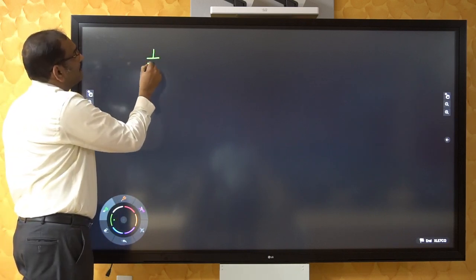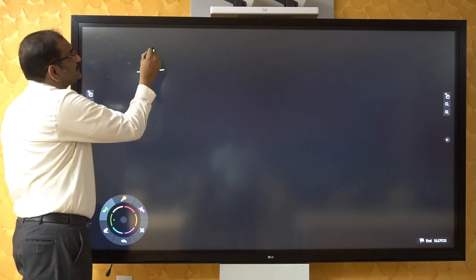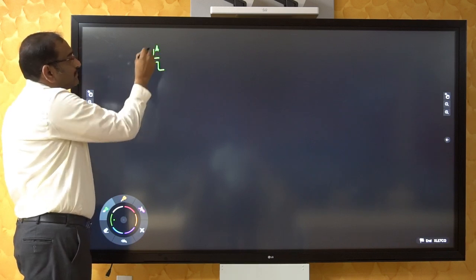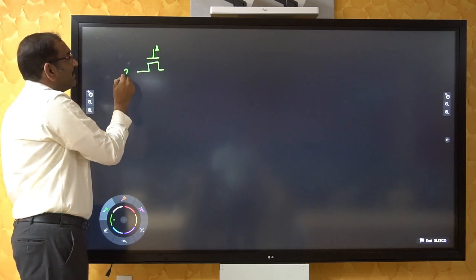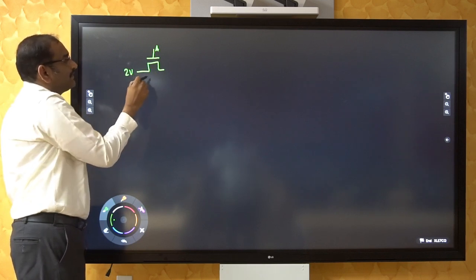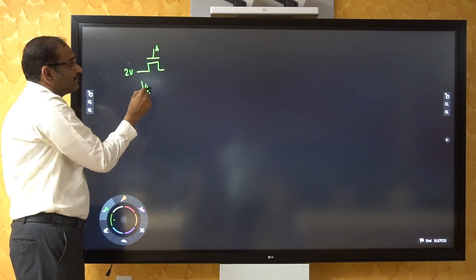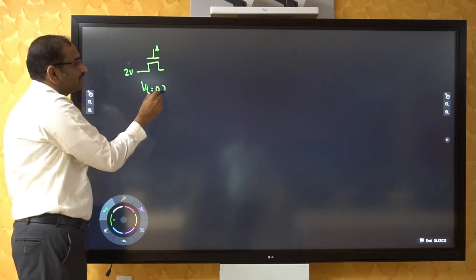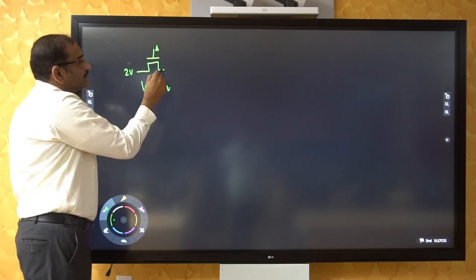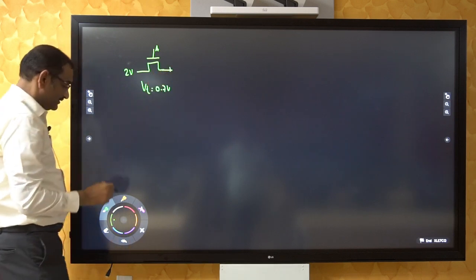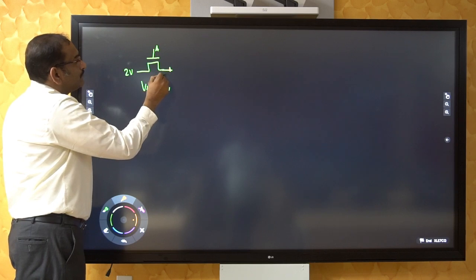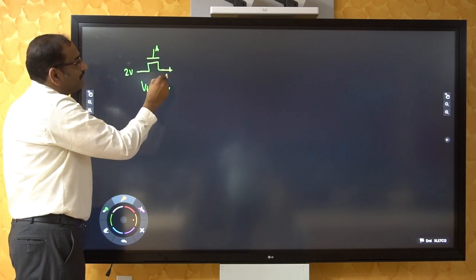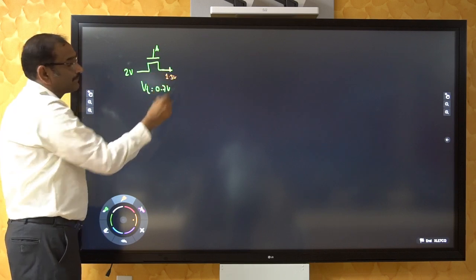I am having a pass transistor. This is my input select line or control line A. This is my input, which I am placing at 2 volt here. If VT, the threshold voltage of this transistor, is 0.7 volt, then this output will be 2 minus 0.7, which is 1.3 volt.